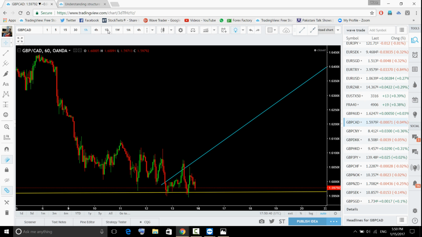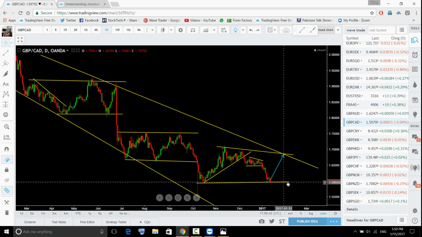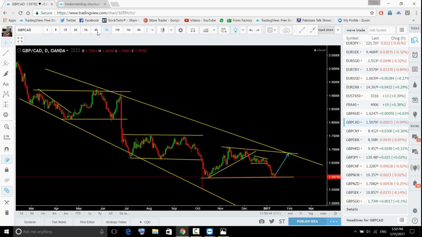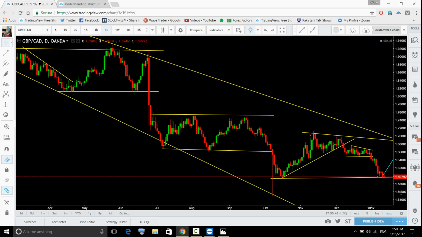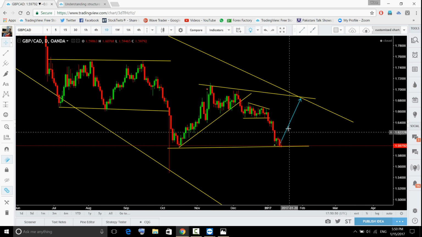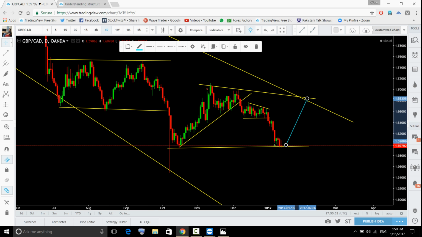GBP/CAD hitting the bottom. Okay, so we are watching for the price action. There is no price action at the moment. Are there any signs that it is going to reverse? I don't think so. There is no sign.